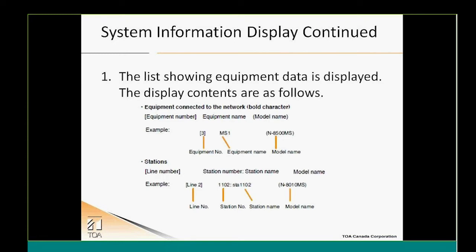Under stations, you'll see the line number connected to the exchange, and the station number that you've assigned it, as well as the station name, and again, the model of the station.